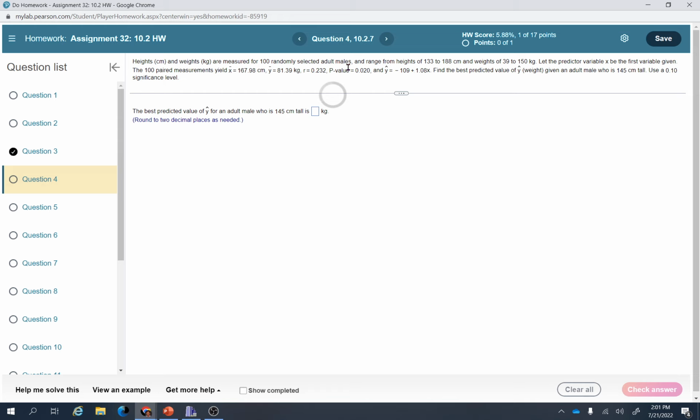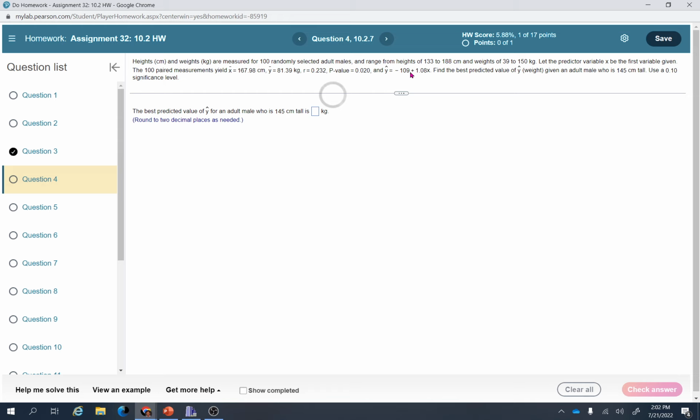Now find the best predicted value of y cap, the weight, given an adult male who is 145 centimeters tall. Use a 0.10 significance level. So if your significance level is 0.10, you want your answer at 90%. We are looking for the height of 145 centimeters, and this data covers 133 to 188, so this is inside this range.